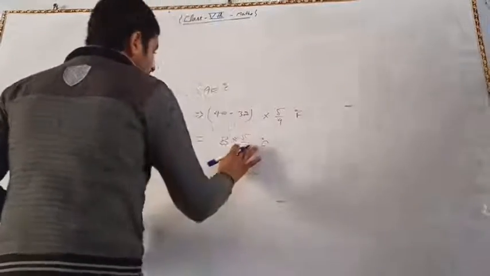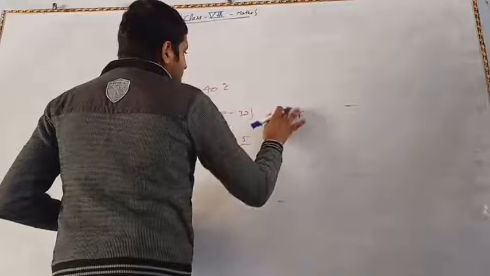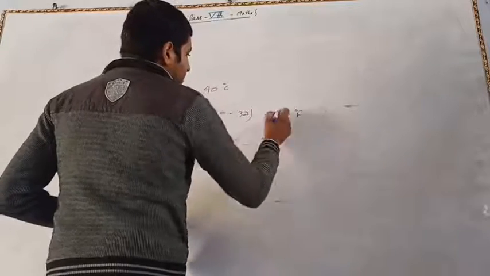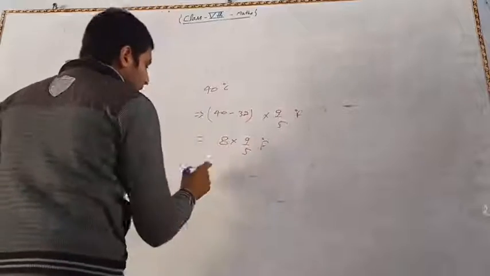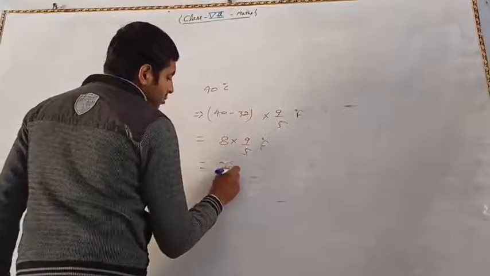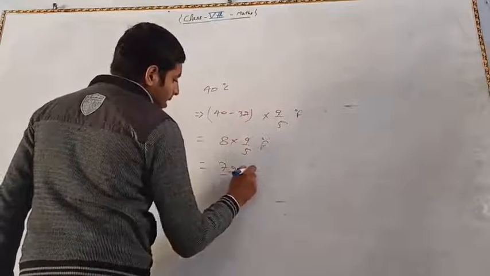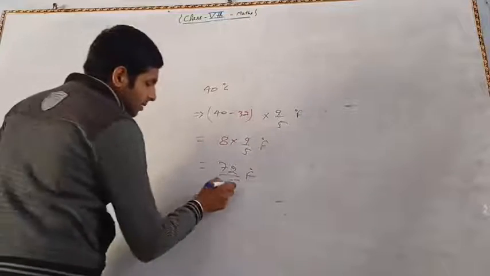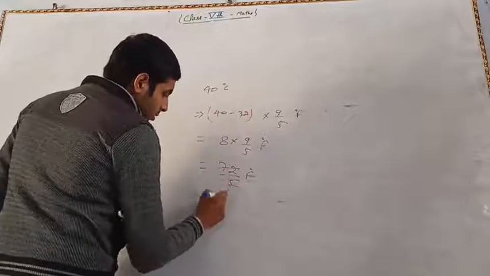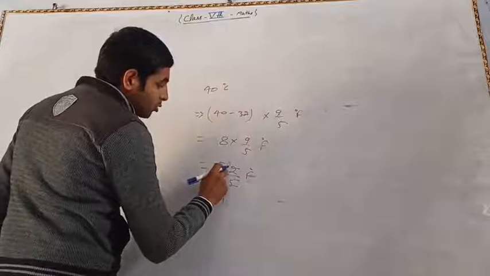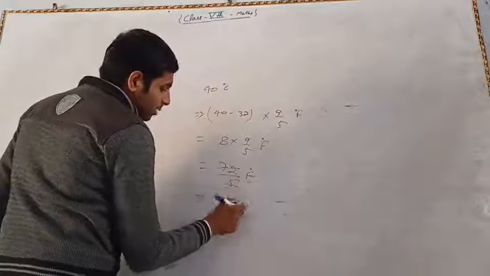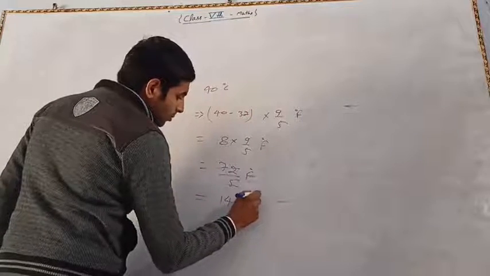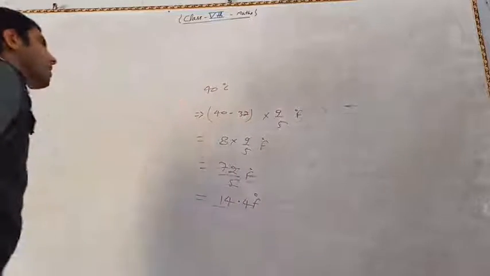Sorry, to convert into degree Fahrenheit, you have to multiply by 9 by 5. Then you get 8 times 9 is 72 upon 5 degree Fahrenheit. Then 5 times 1 is 5, remainder 2, 22. 5 times 4 is 20, remainder 2. Then 5 times 4 is 20, and you get 14.4 degree Fahrenheit.